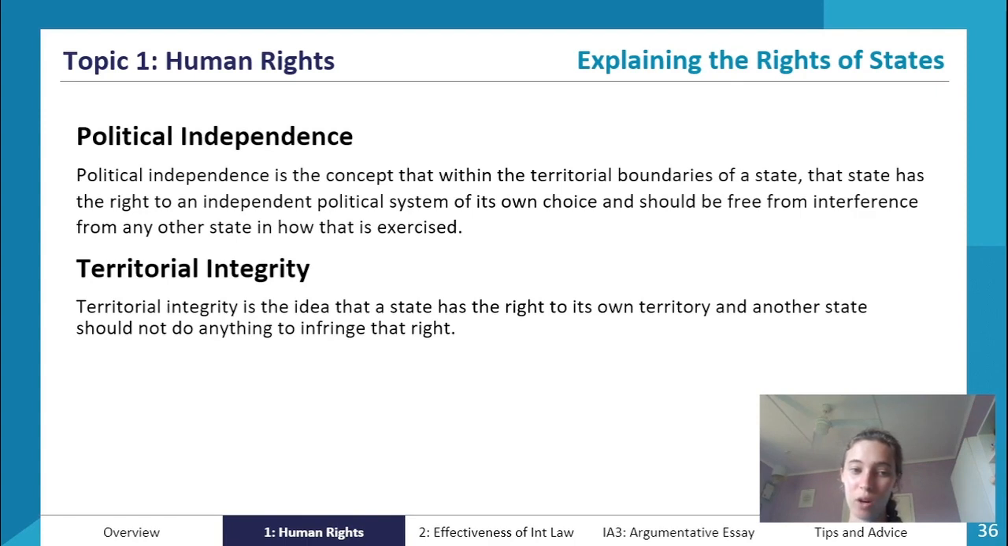Now, territorial integrity is that idea that a state has the right to its own territory and another state shouldn't do anything to infringe that right. So Australia can't go to any other country and try to change things up. It's all that state's right to determine what happens in that territory that's theirs.